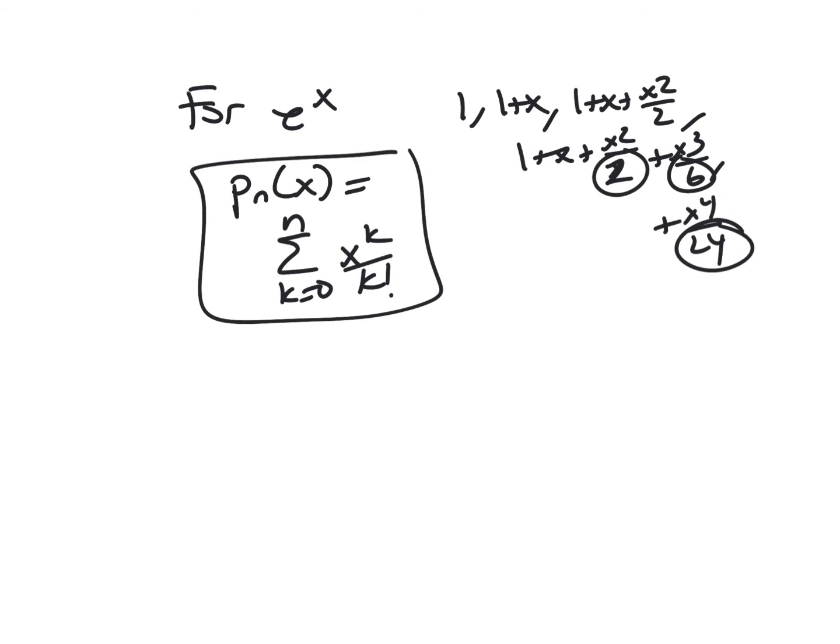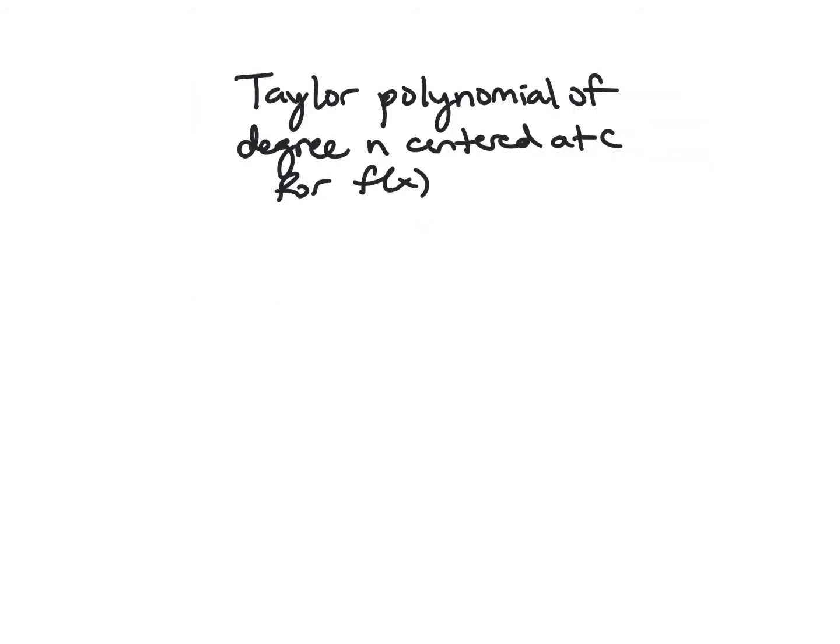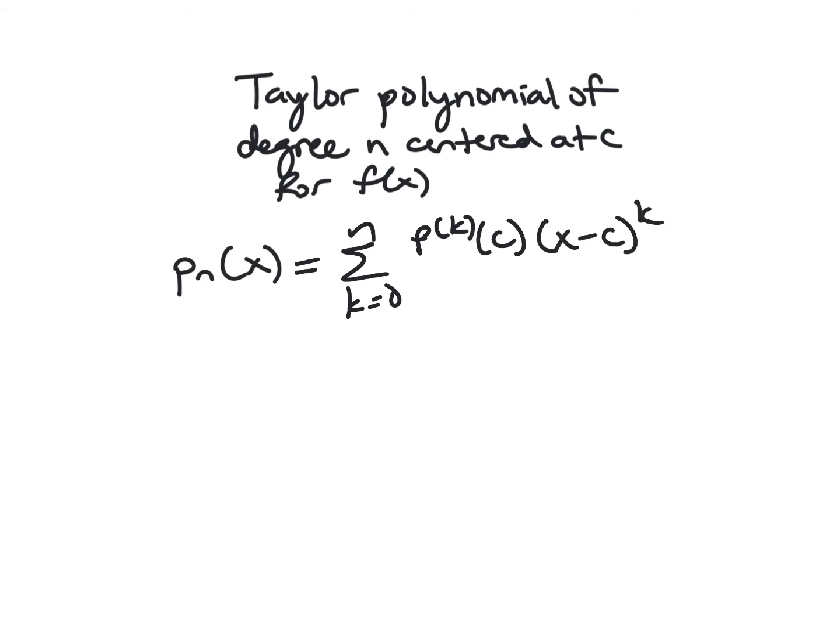But how do we actually get this? What's the form in general? So for the Taylor polynomial of degree n centered at c for the function f of x, our polynomial of the nth degree, which we're going to again call Pn of x, is going to be the sum from k equals 0 to n. Again, this is tracking the power of x on each term, of the kth derivative of f at your center times x minus the center to the k all over k factorial.